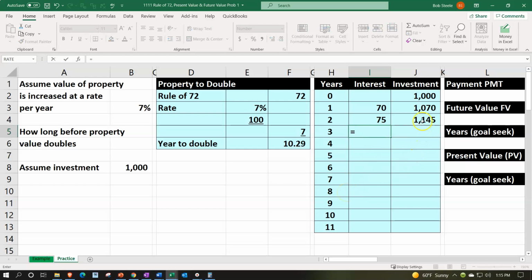This equals the new number, 1,145, now compounded times the 7% would be an increased interest to $80, and then the total would then be the prior amount, 1,145 plus the $80. Let's do it one more time. We could say, okay, this is going to be equal to the 1,225 times the 7%. Enter. Then we'll add these up. Equals, whenever we do a function, it's going to be 1,225 plus the 85 and enter.